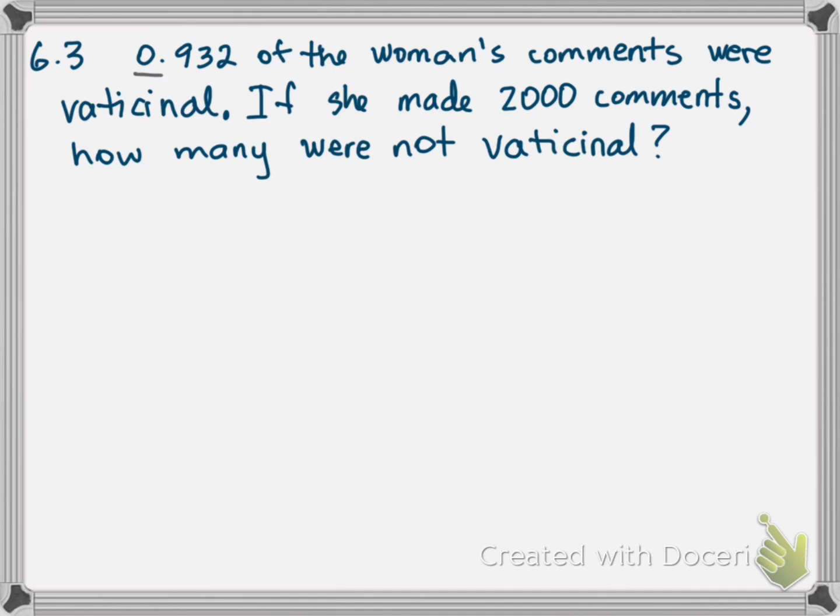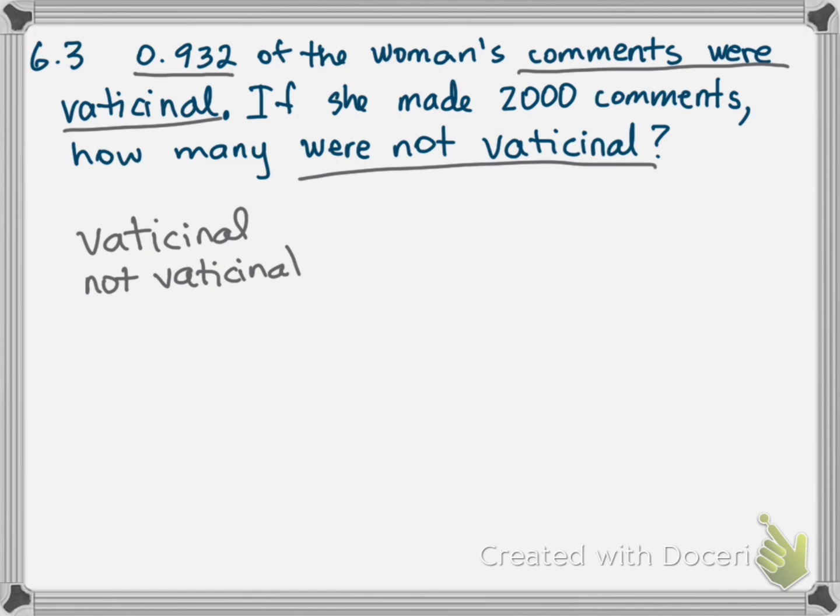Let's look at the next example where we don't have the same situation. Notice that here they're telling us that this part represents the comments that were baptisinal. But then it says if she made 2,000 comments, how many were not baptisinal? In this case, what I have to realize is that they're giving us information of two different categories. They're telling us the part that this represents is 932,000, and then they're telling us that we want to know how many were not baptisinal, when they gave us the total, which is 2,000 comments.